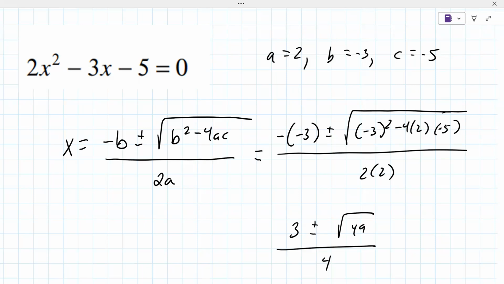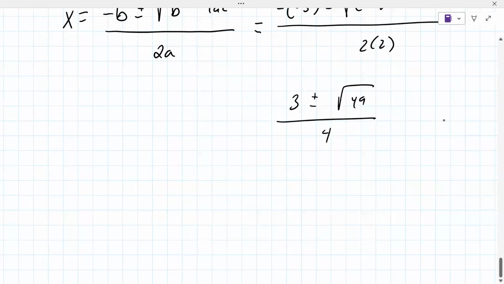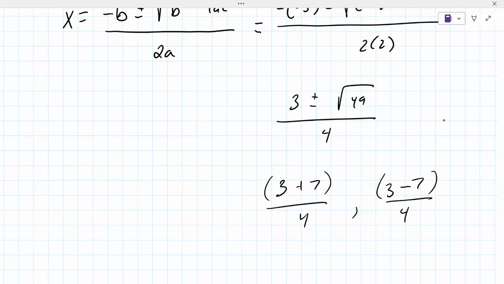I got 2.5 or 1. So one of those is correct. So it should be 3 plus 7 divided by 4, and then 3 minus 7 divided by 4. So double check those calculations. Remember, you're doing the numerator first.